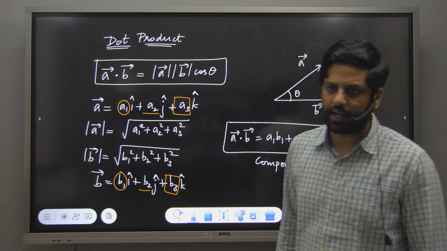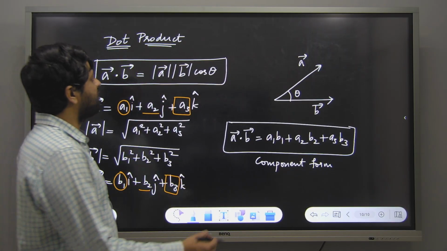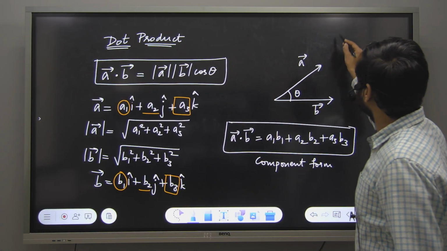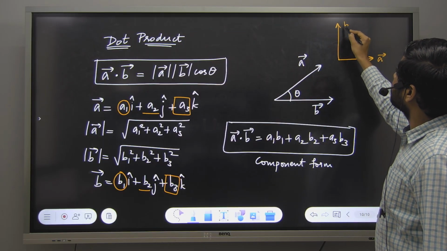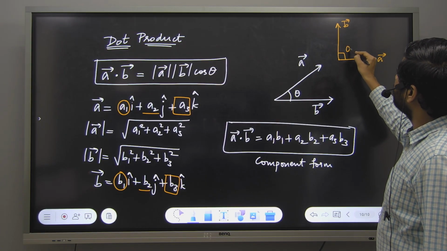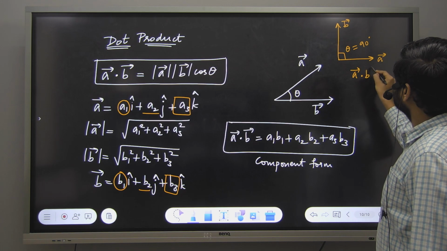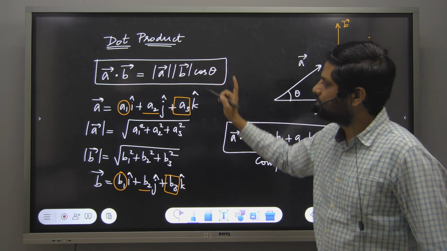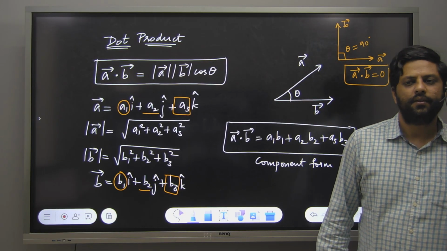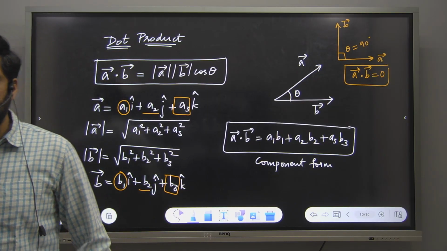Understood? Yes? Okay. Now, what happens if the angle between the two vectors is 90 degrees? What is A dot B going to be? Suppose there are two vectors and the angle between them is 90 degrees. What will happen to A dot B? A dot B will be 0. Why? Because cos 90 will become 0.